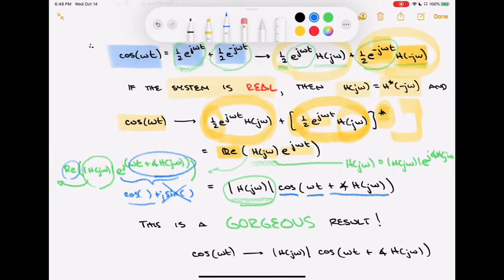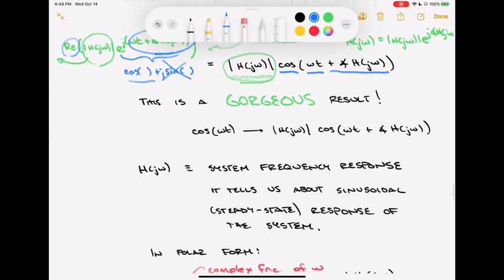So this is really a neat and gorgeous result, okay? What do we get out of this? We get this idea that if I put a sinusoid input into my linear time invariant system, I get the same sinusoid out, cosine omega t. But it is modified in amplitude by the absolute value or the magnitude of H of j omega, and its phase gets adjusted by the angle of H of j omega. In both cases, H of j omega tells us how this real sinusoid gets modified. It's a sinusoid in, cosine omega t, becoming the same sinusoid out, cosine omega t, modified in magnitude and phase.